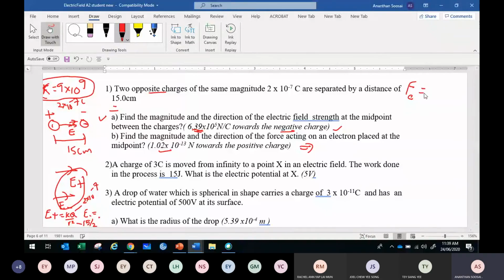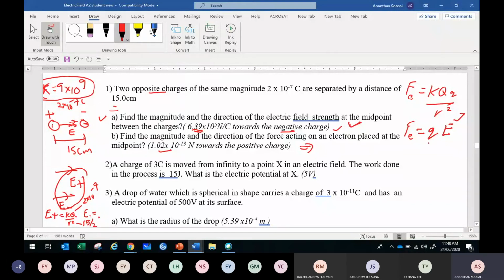So what formula must come to your mind? Of course, K Q over R squared, right? This is the formula that must come to your mind. But now because we know the electric field strength from above, the force is Q times E, right? You know your old idea, force is Q times the electric field strength. We know the electric field strength already from part A.